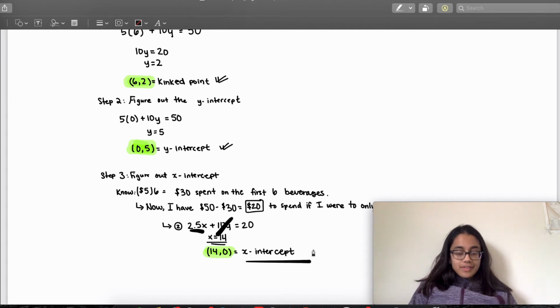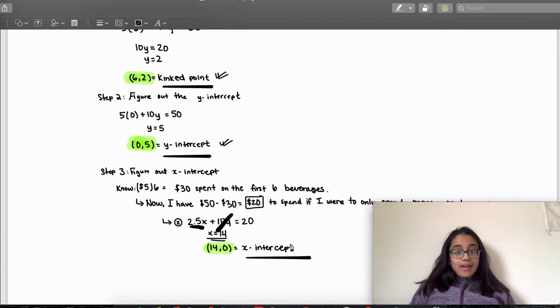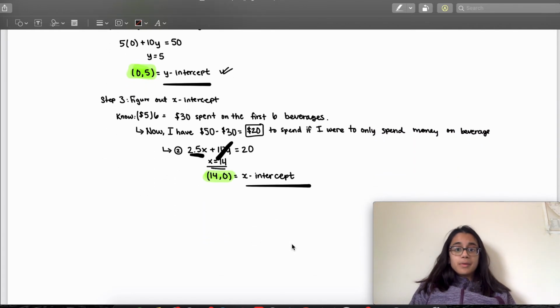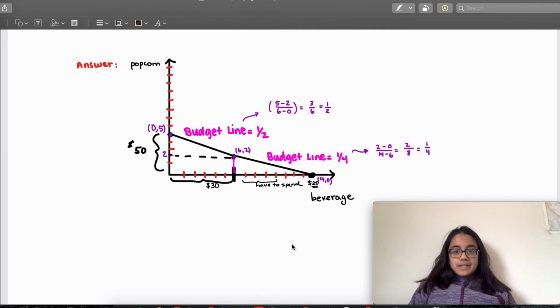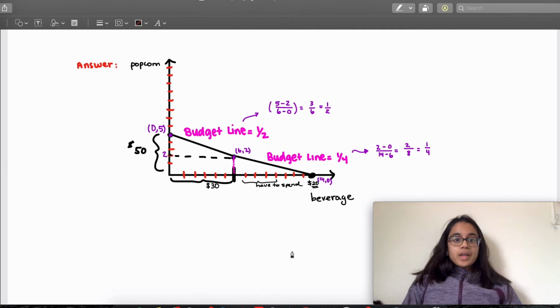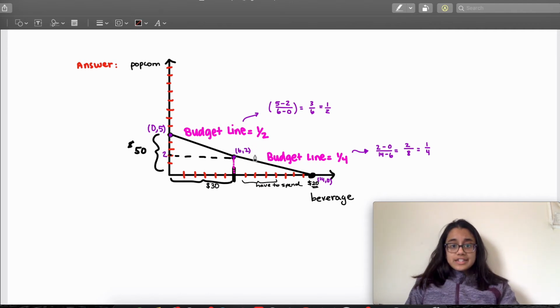Now that we have all our main points, right? We have our x-intercept, we have our y-intercept, and we have our kink point, we can finally come to our graph. And if you have worked through this problem, you should probably get a graph that looks like this, okay? Our budget line represents the slope that we have, and that should be pretty easy to see. And so you see how the budget line, our slope, changes at this kink point. And this is our 6, 2, our kink point. And here's our beverages on the x-axis and popcorn on the y-axis.